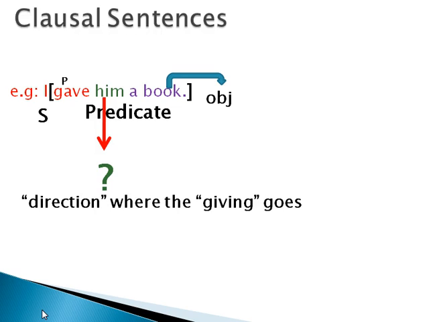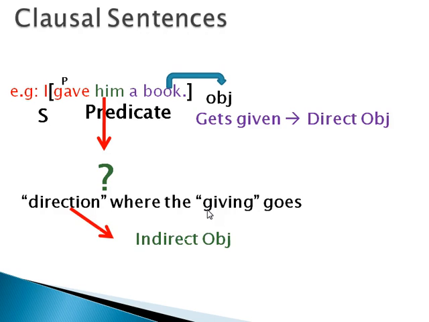It's the direction where the giving goes. I gave this to him. And to is a preposition, which indicates a position or a direction. So, the book is the object that gets given, the direct object, whereas him is the indirect object. Teacher, but in gave him, where is the preposition?